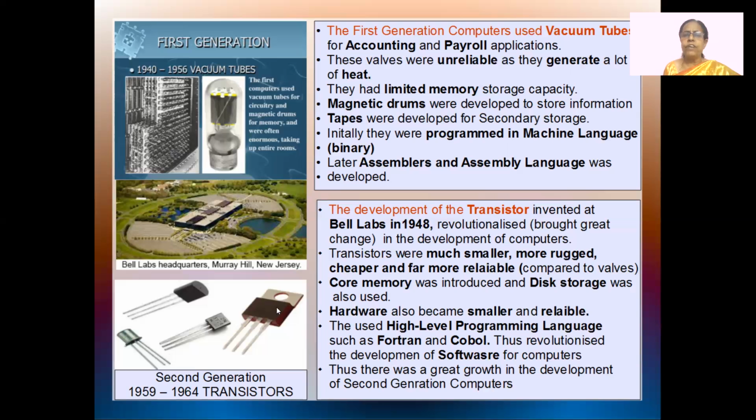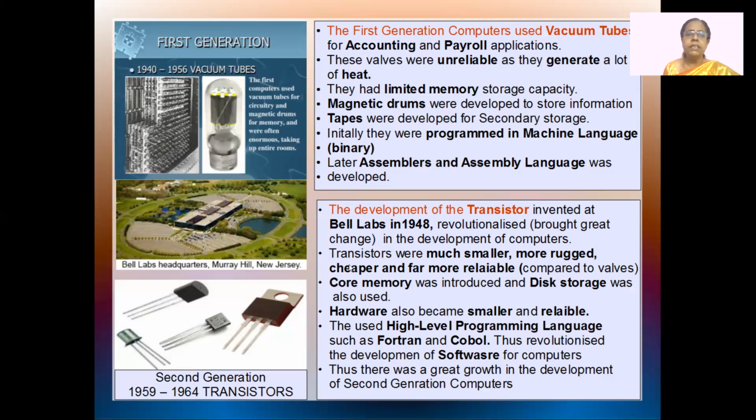Here, transistors were very much smaller than the vacuum tubes. They were very rugged. Rugged means you can use it very roughly, no problem. It was very cheap and very reliable. Compared to the valves, it was much better. For memory, called the core memory, they introduced the disk storage system. They started using this disk storage system. Hardware also became smaller and reliable. Instead of having such a big thing for memory storage, they used hardware which was much smaller and more reliable.